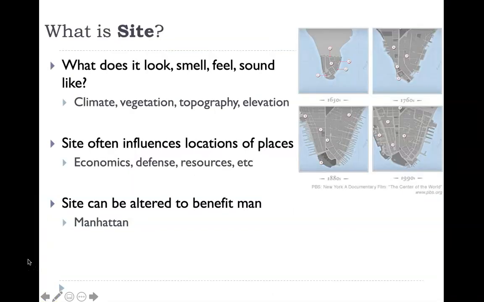All right, so we have place name, or toponym. Our second way of describing is through site, and this is the physical aspects of a place and why you would name it, why a place is unique.